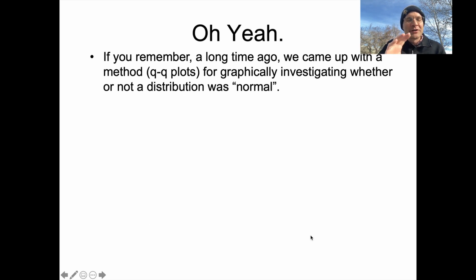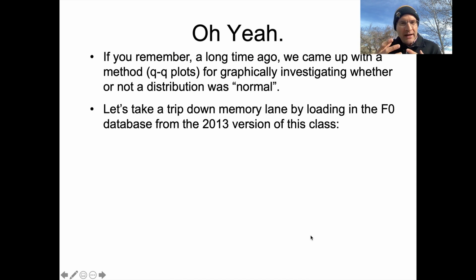And for this last bit, I want to talk about something different, which incidentally is going to help you with your homeworks as well, homework number 8. But if you remember, a long time ago, we came up with a method called QQ plots for graphically investigating whether or not a distribution was normal. And this gave us a way to just kind of eyeball whether we thought a distribution was normal or not. There are kind of two different ways to eyeball it. One is to draw the histogram, and the other is to draw a QQ plot. But in both cases, we're just taking a look at it and saying, yeah, it's kind of normal, that sort of thing, right?